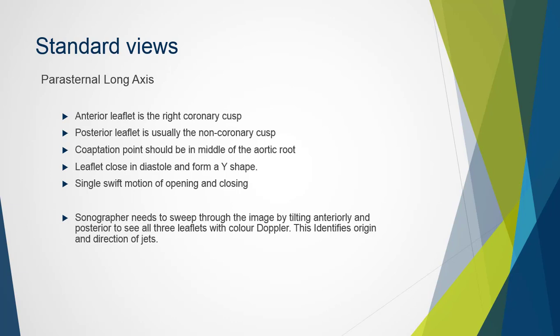Starting with the standard view that we'll work with, the parasternal long axis. Typically the anterior leaflet is the right coronary cusp, and the posterior is usually the non-coronary cusp. The point of coaptation should be about the middle of the aortic root level. The sonographer also needs to be able to sweep through the image, tilting anteriorly and posteriorly to see all three leaflets, and then again with colour. This identifies the direction and origin of the aortic regurgitation.